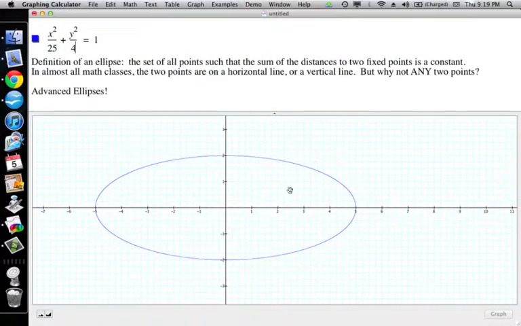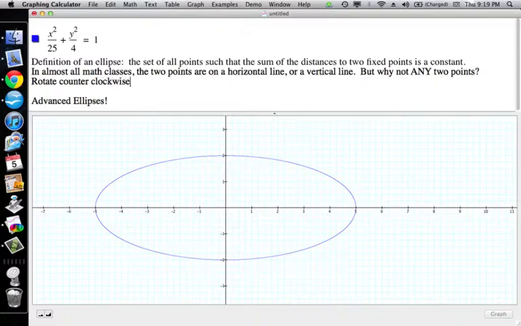So let's rotate this counterclockwise 30 degrees. So rotate counterclockwise by 30 degrees, but now my calculator is going to want to say that is pi over 6 radians.